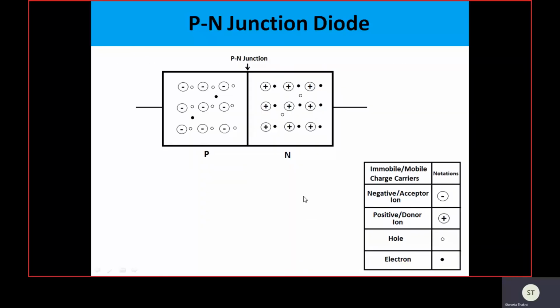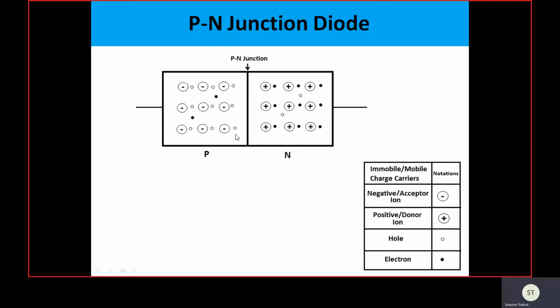Now this is the structure of a PN junction diode, and in this structure we can see the different charge carriers. These are called the negative or acceptor ions. This is the representation of a hole and this is the representation of an electron. And in the N side we can see the positive or donor ions, the electrons, and the holes.